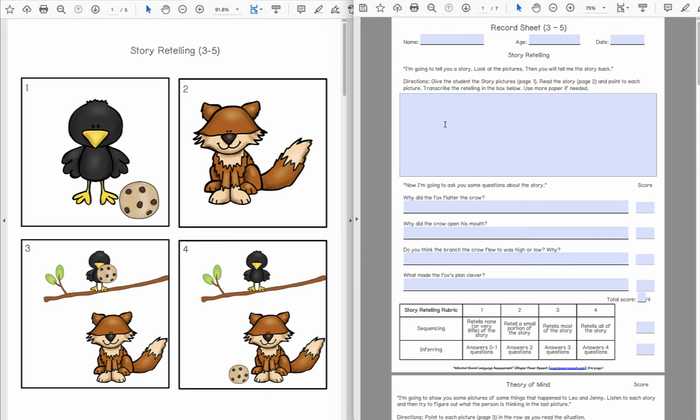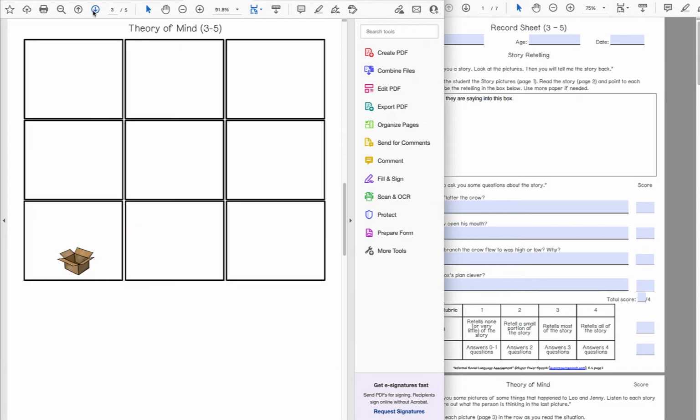And while they are retelling, you should definitely be recording it. And in addition, you can type what they are saying into this box. So you can do that at the same time synchronously and then go back and asynchronously check your work. That's what I would recommend for being the most accurate, but also the most time efficient.